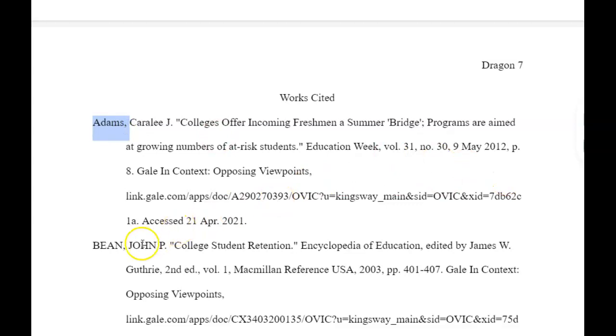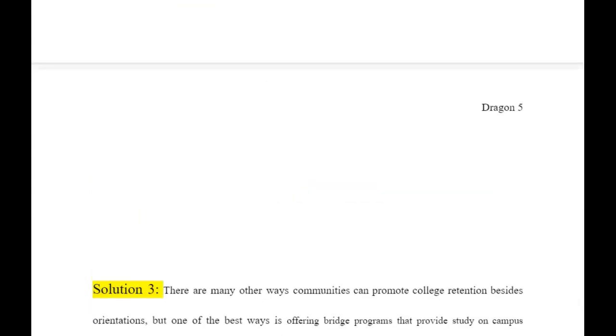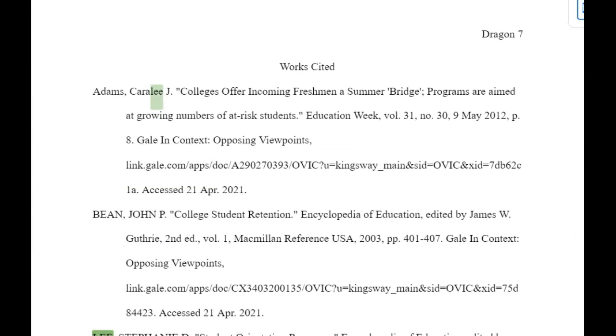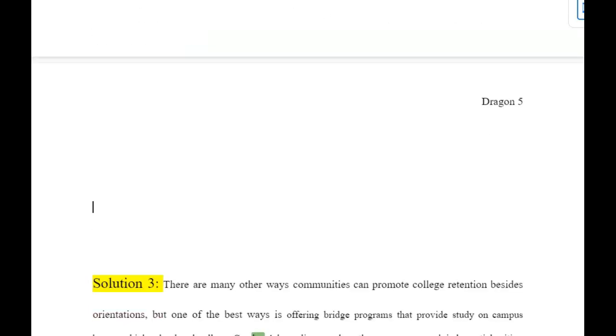So if I took Adams, or I took Bean, or I took Lee, I could hit Control F and search for that in a citation, and it should come up. I should find it in my paper. There's Lee. Okay. And that's how I know that everything in the works cited was used in the paper and cited correctly. So a little trick. But that's pretty much it.